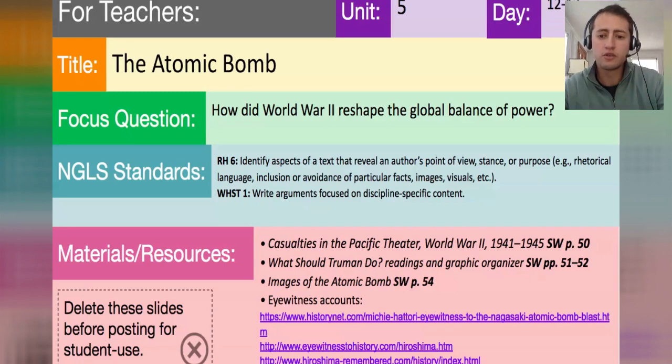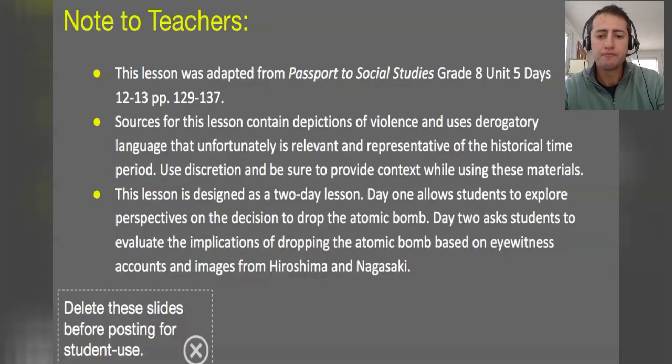Before we get into the focus question and the learning objective, there are a couple of important note to teacher slides, and I want to make sure to point things out on them. The first is that there are depictions of violence and derogatory language. There's also some pretty graphic language in these primary sources that are in this lesson. Make sure to give the students context for these. Definitely be careful, and I'm going to point out a few instances of this throughout the slides.